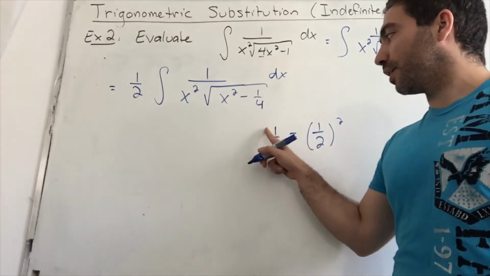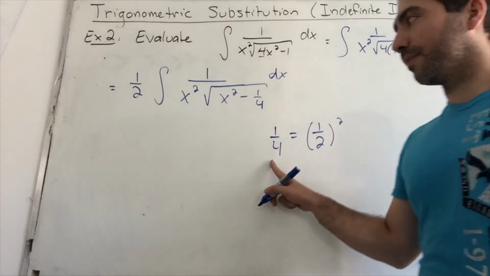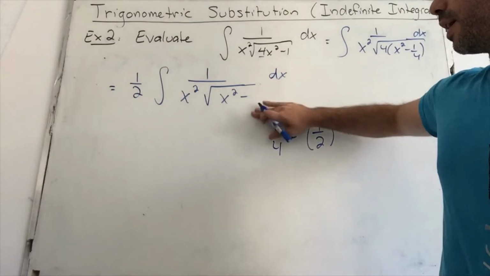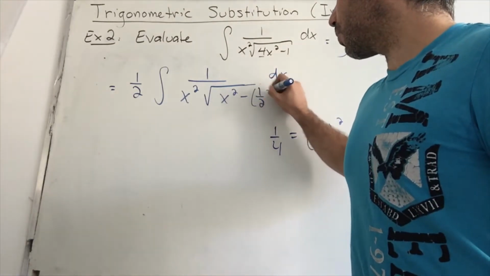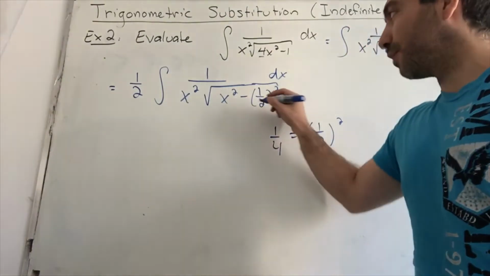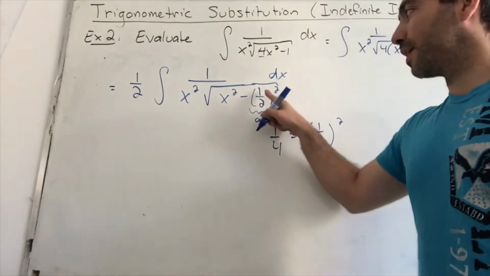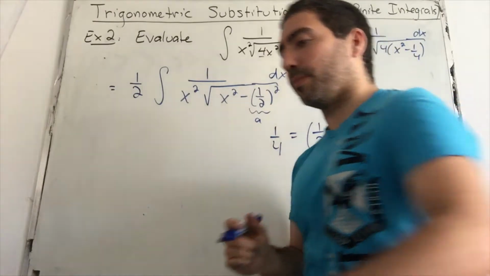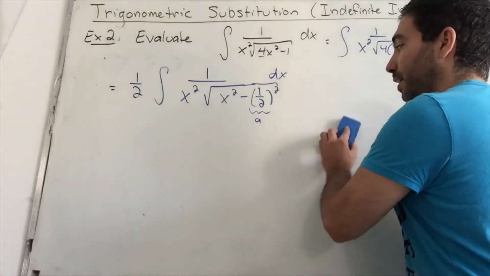If you square a 1, you get 1. If you square a 2, you get 4. So I could write this as a half squared. Why do I want to do this? Well, now it identified what my a is. Now I know my a is a half, written in this form. So a bit of manipulation just to figure out what the a is.